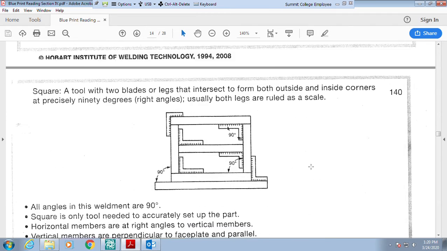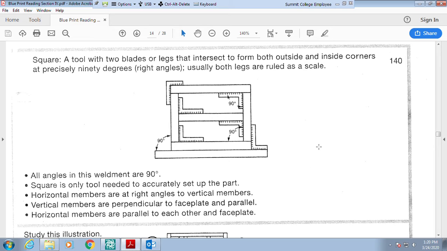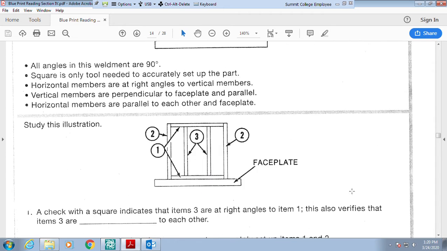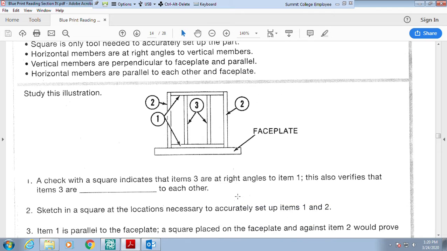Square, oh boy. Well, I think this one is probably one of the most important tools you have in your toolbox. Squares can be used to make sure something is true and plumb. Okay, so we can use it on the outside, we can use it on the inside, and we can make sure that things are 90 degrees. So here they say the check with the square indicates that items 3, right here and right here, are at right angles to 1, right here. And also verifies that items 3 are parallel with each other.